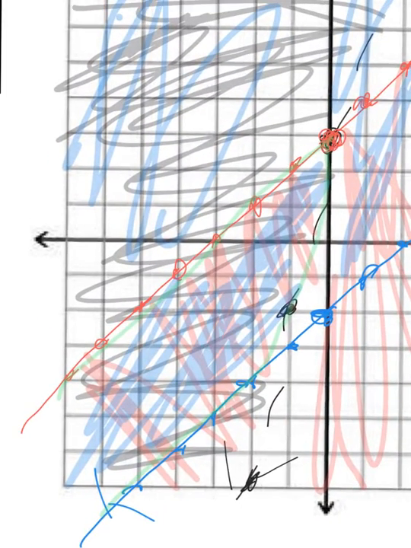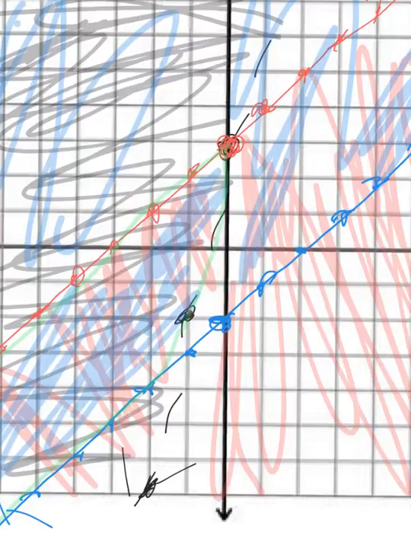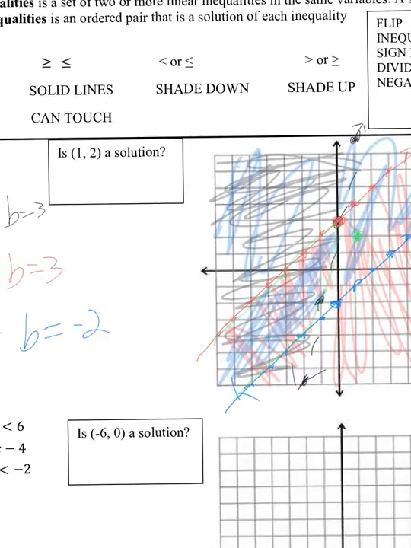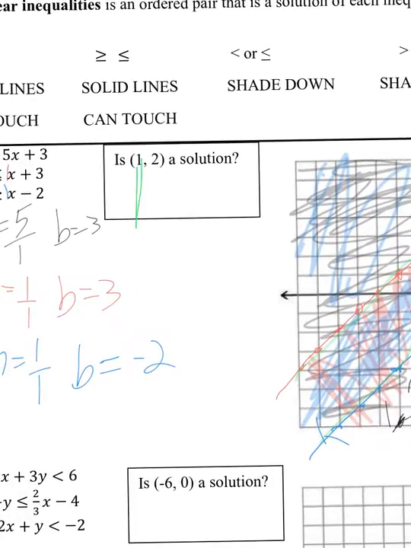All right, so this final question is: is (1, 2) a solution? If it's in this common shaded area, it's going to be a solution. If it lands on a solid line, it'll be a solution, but if it lands on a dashed line, it will not be a solution. So let's see here. (1, 2) is right here, so it's just outside the shaded area of all 3. Just because it's in 2 of them, it needs to be in all 3 of them. So the answer to this one is no, it is not a solution.